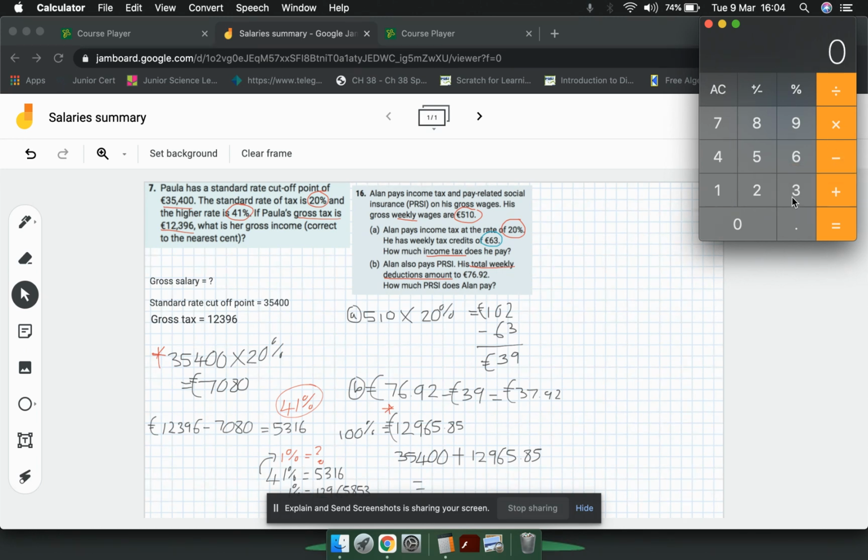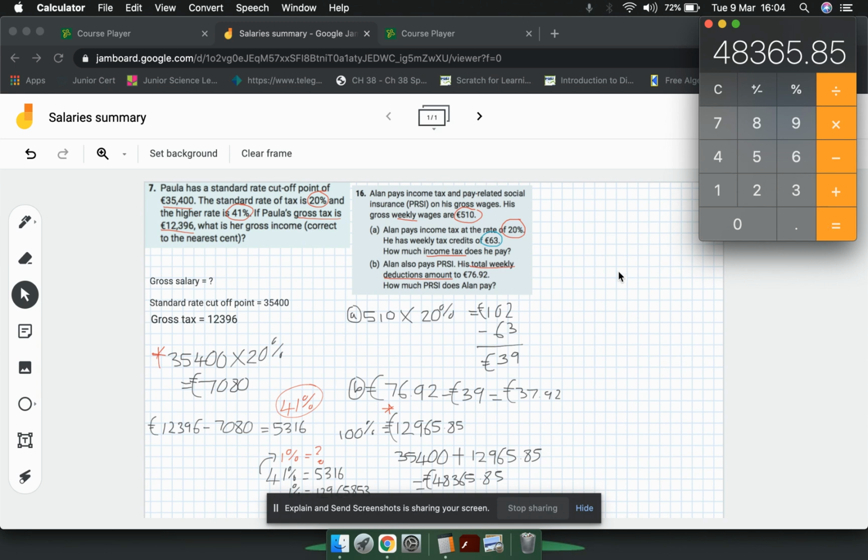So that is 35,400 plus 12965.85 equals. Okay, and I'm getting an answer there, 48,365.85. And that is euro. So her gross salary per year is equal to 48,365.85 euro for this woman here, which is Paula. Okay, so there's a bit of work involved in that, guys.